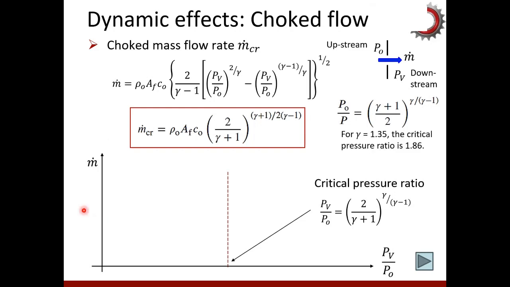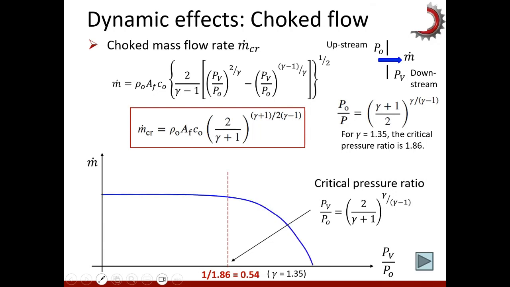And if gamma equals 1.35, the critical pressure ratio, we know, is 1.86. And that is P naught over PV. And what I have taken here is PV over P naught. Accordingly, this is the reciprocal. So the value is 1 over 1.86, which is 0.54.